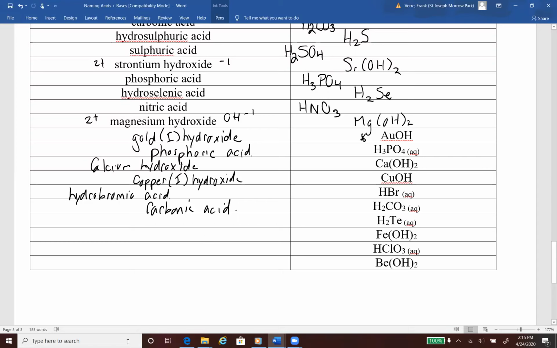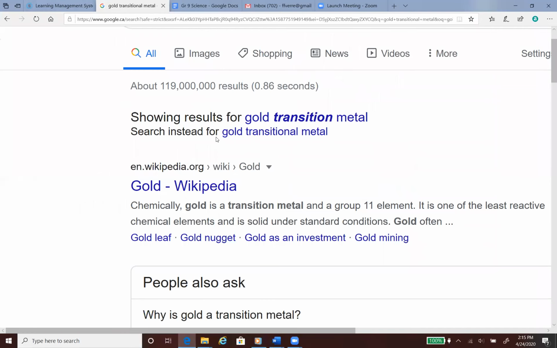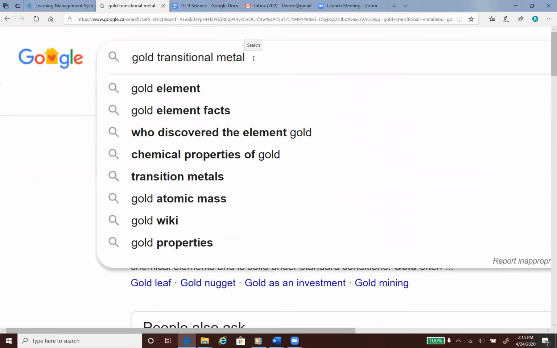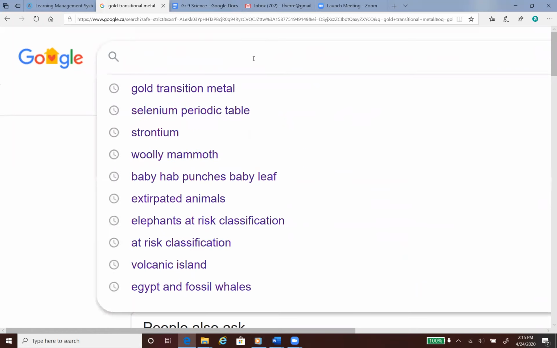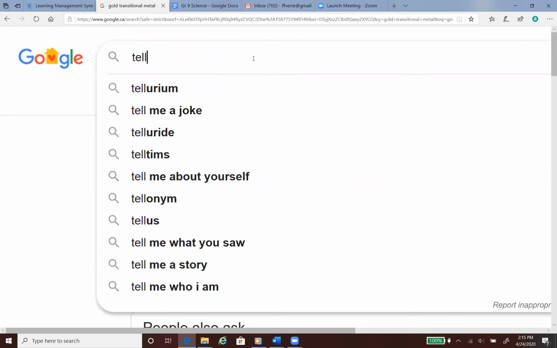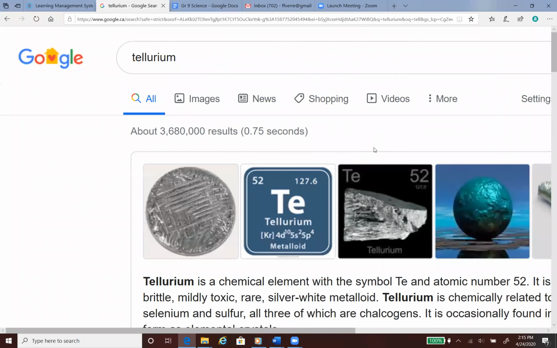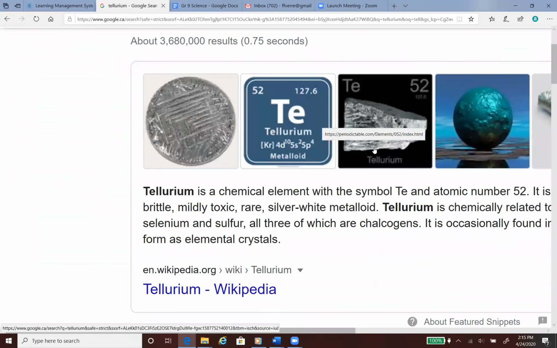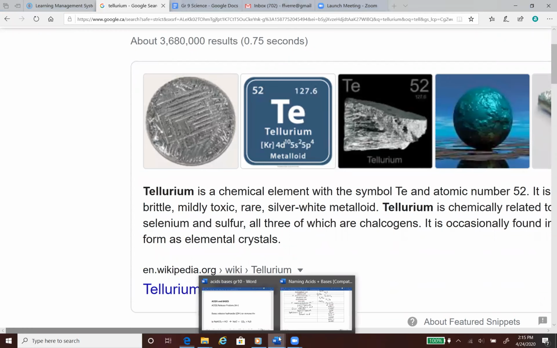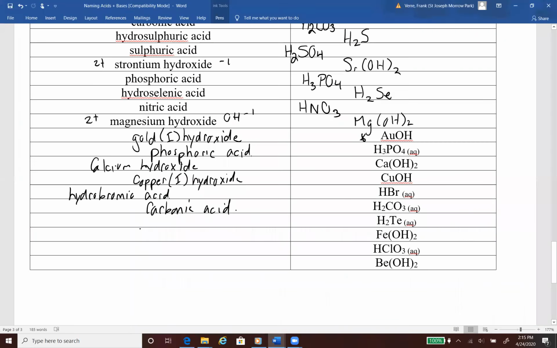Te is tellurium, I believe. Don't have the periodic table memorized, but I should have it memorized. It's just tellurium. So there it is. So its name should be hydrotelluric acid.